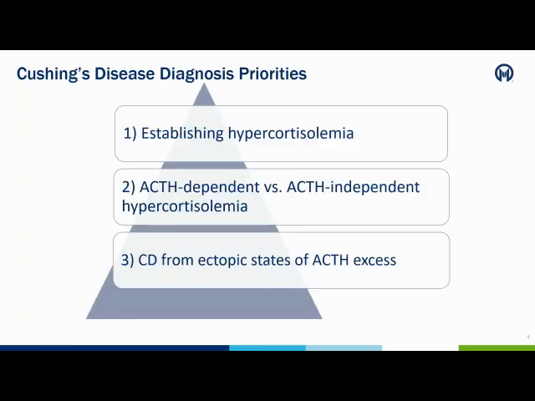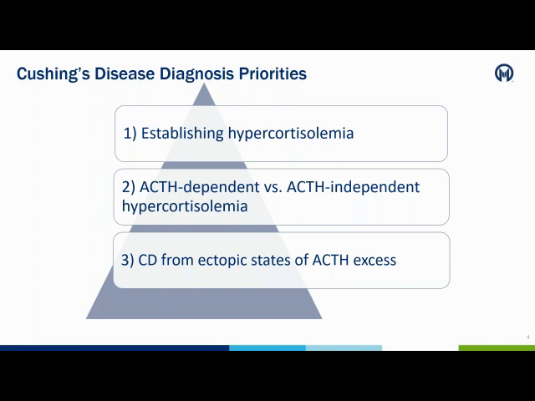A little bit of background. This is probably easier for endocrinologists. For neurosurgeons, it is not as straightforward. Neurosurgeons that are not used to treating Cushing's disease patients may not know all the details and process in prioritizing diagnosis of Cushing's disease. But it's very important to establish the priorities first: to diagnose hypercortisolemia, then subsequently to differentiate whether that's an ACTH dependent versus independent hypercortisolemia.